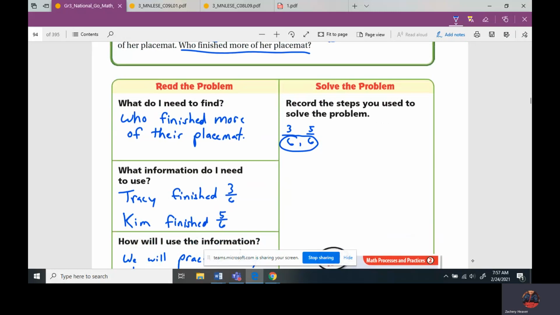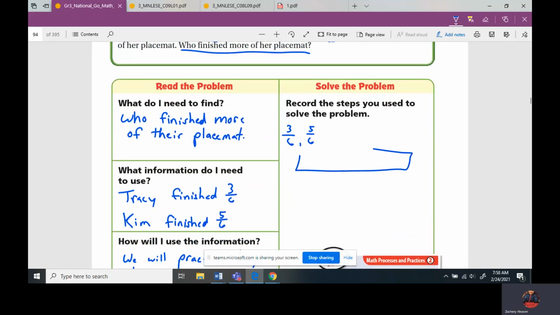this is where it changes. Tracy's only finished 3 pieces of her puzzle, while Kim finished 5 out of 6 pieces. So really, 5 is now more because the denominators are the same. Because let's think of it like this.